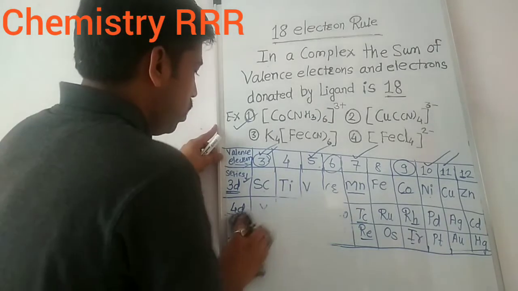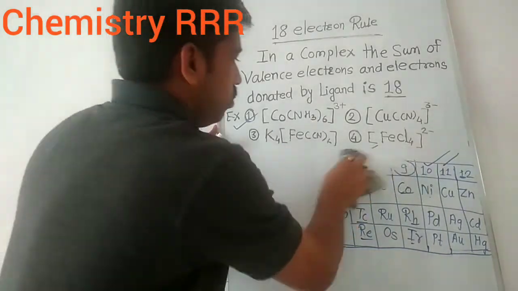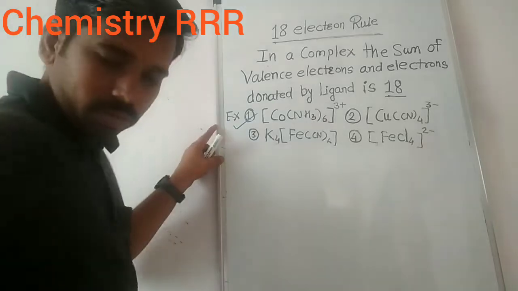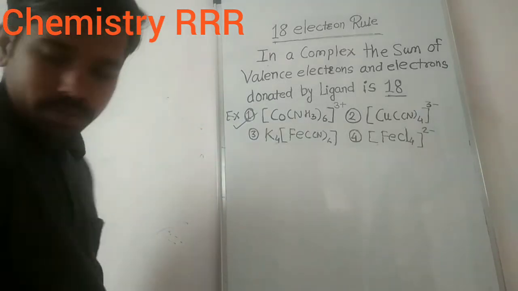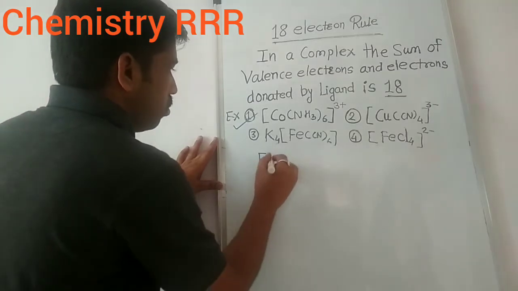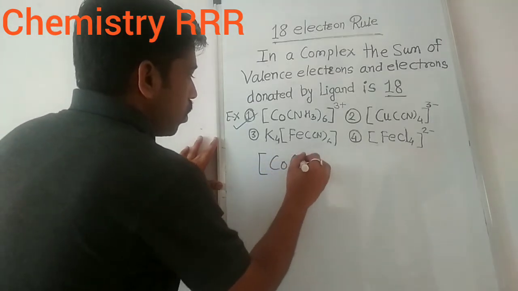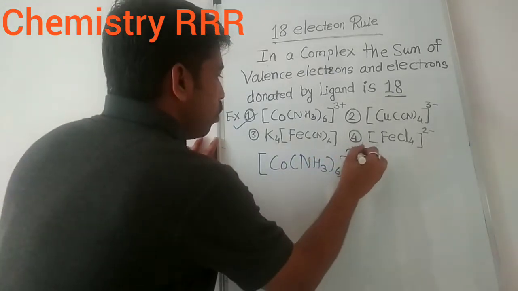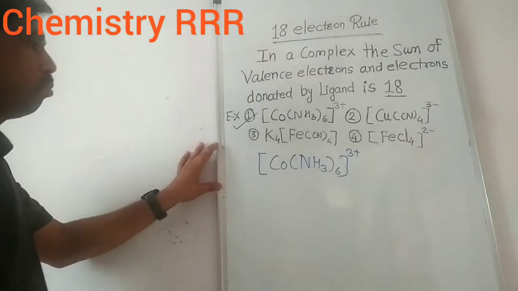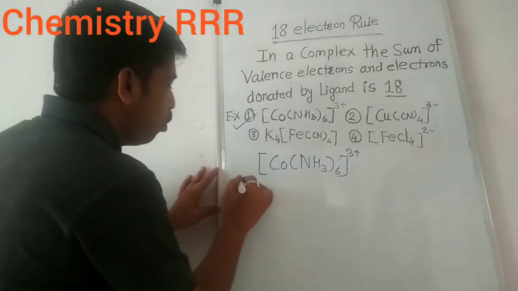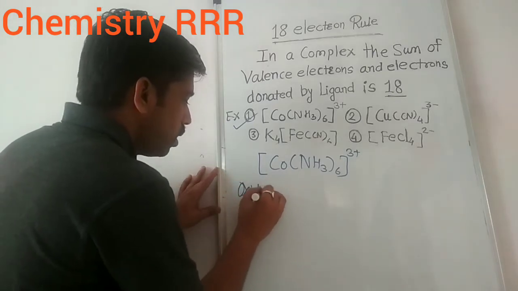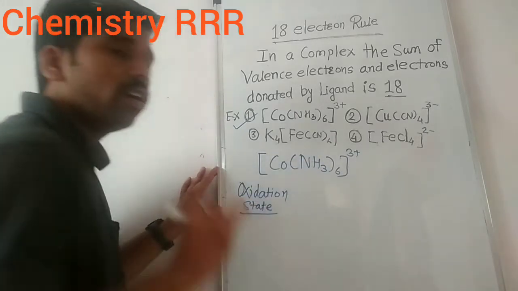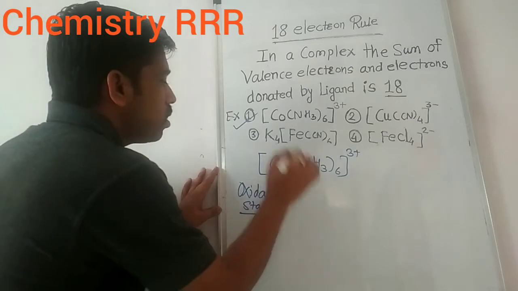Let's solve the first question for the 18 electron rule. Our first question is cobalt ammonia 6 times, plus 3. Before solving this question, we first have to know the oxidation state of the central metal atom. First find the oxidation state of the central metal atom. This is the central metal atom.